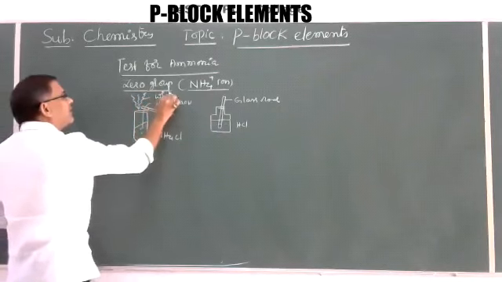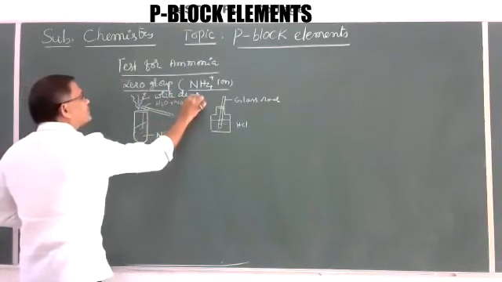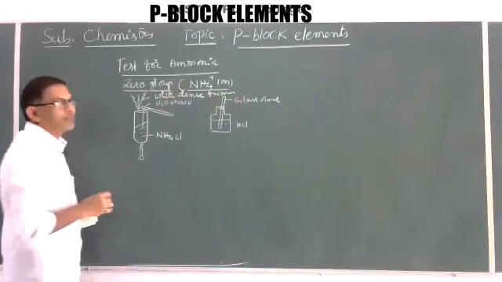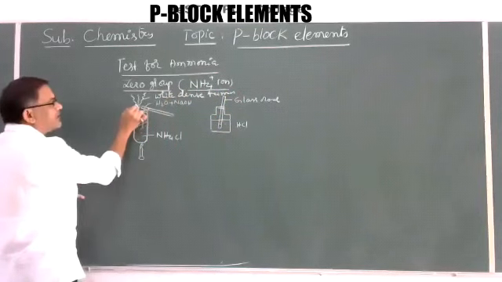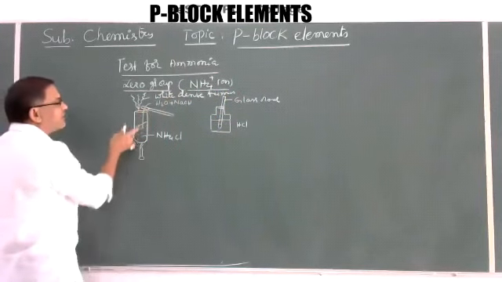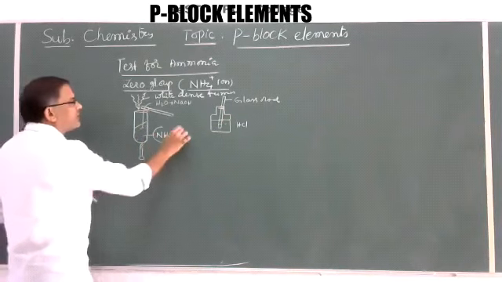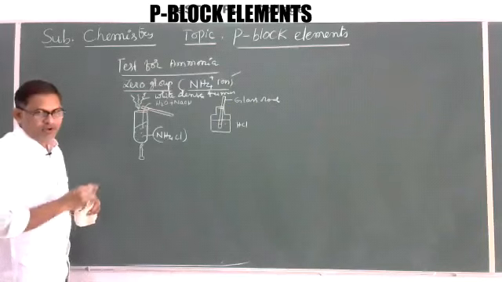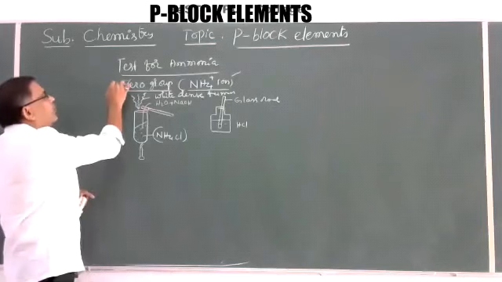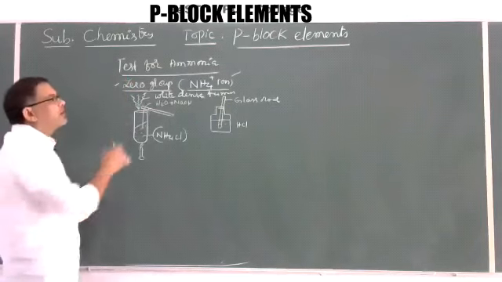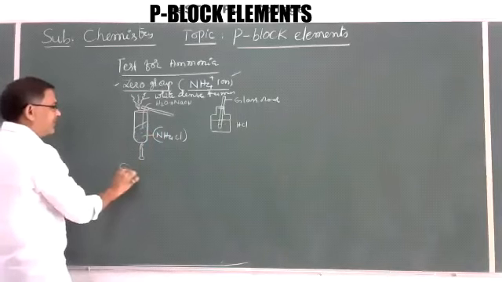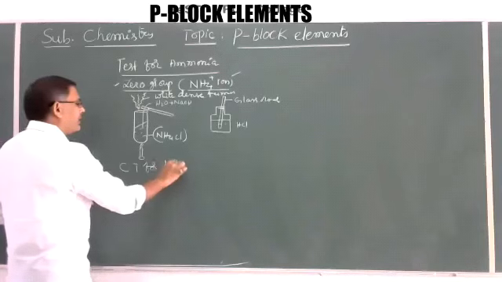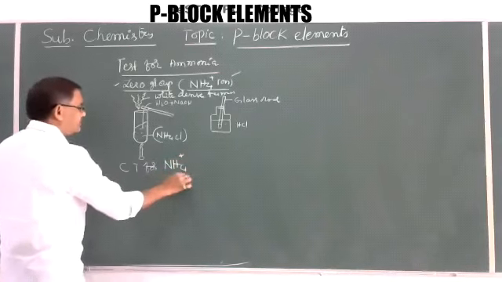White dense fumes are produced. So white dense fumes indicate that the given unknown salt contains ammonium ions. This is the detection of the ammonium ion. Now the confirmatory test, CT, for ammonium ion, NH4 plus.